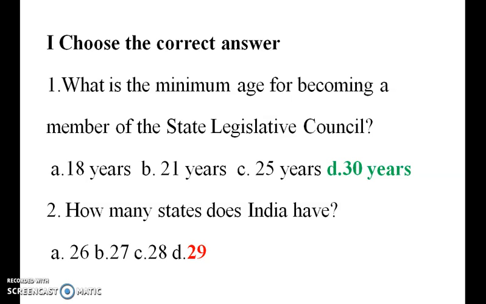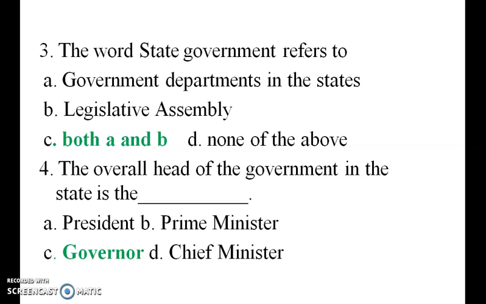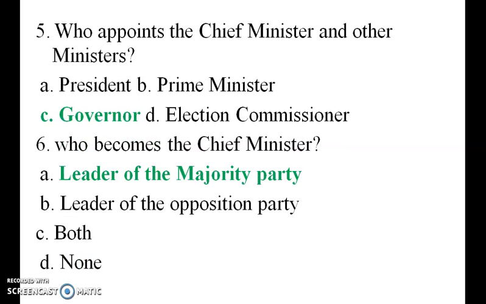How many states does India have? India la ethana states irukku? Answer 29. The word state government refers to government departments in the states, legislature, assembly, both A and B, none of the above. Both A and B, the government departments in the state and legislature, assembly. The overall head of the government in the state is governor. Okay, governor the head of state government.